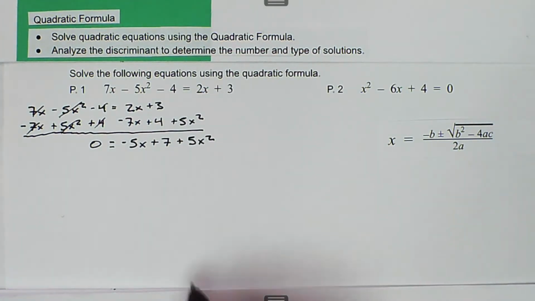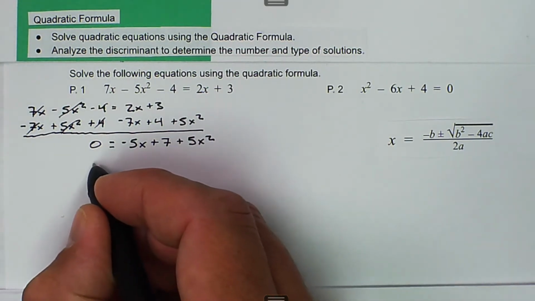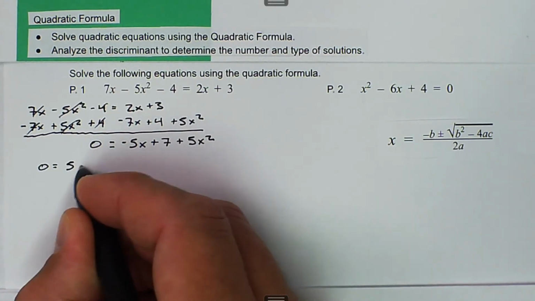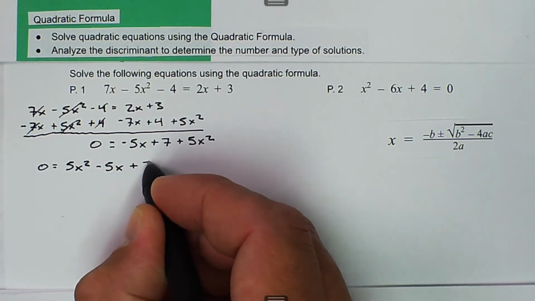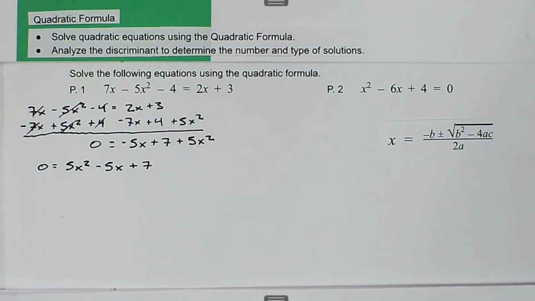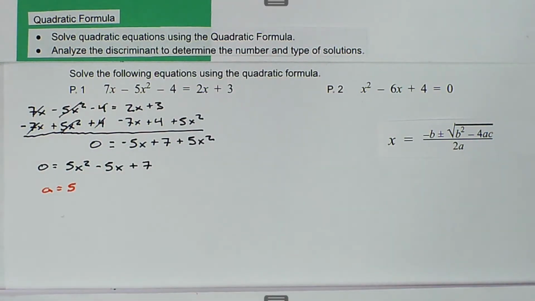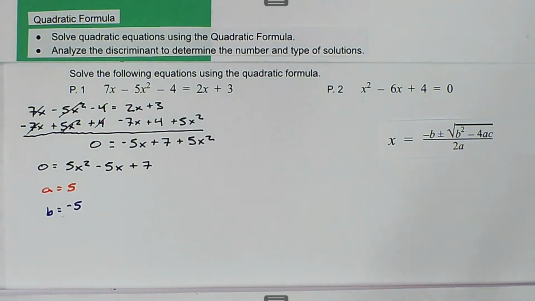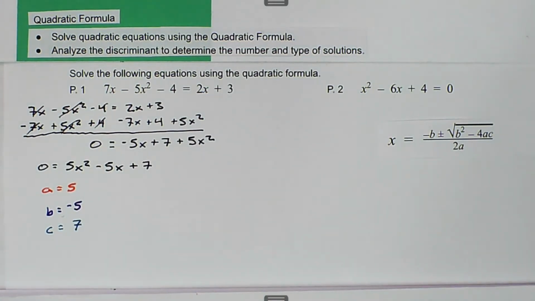And then I just want to rewrite this so I have it in standard form. So I'm going to write down 0 is equal to, lead term is going to be 5x squared minus 5x plus 7. And so I can now figure out what my A, B, and C are. I know A is equal to 5. I know B is equal to negative 5. And I know C is equal to 7. So I can substitute those values into the quadratic formula.